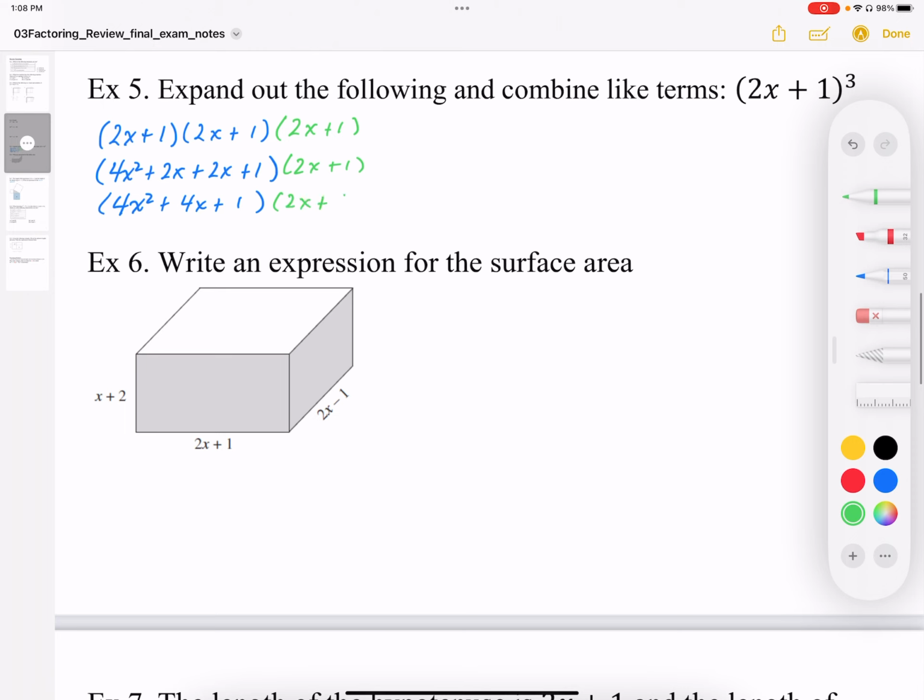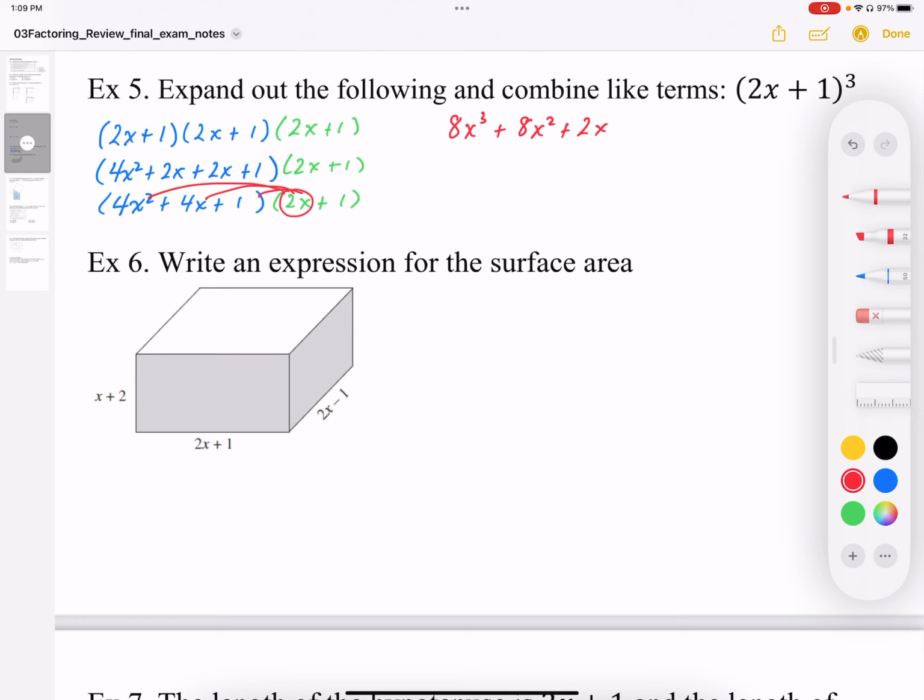And then we're going to multiply that with the binomial 2x plus 1. Now, in this case, we can distribute three terms into two. We can distribute the three blue terms into the two green terms, or we can distribute two terms into three, and that's what I'm going to choose to do. So I'm going to first start with my 2x and distribute it into those three terms. And when I do that, I end up with 8x cubed plus 8x squared plus 2x.